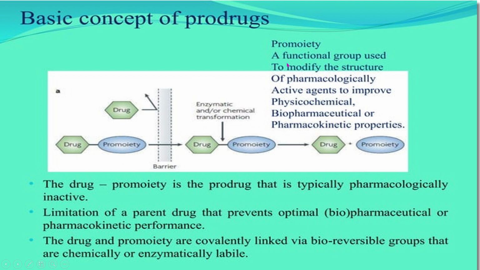What is this pro-moiety doing? Pro-moiety is nothing but a functional group which is used to modify the structure of a pharmacologically active agent to improve its physicochemical properties, biopharmaceutical properties, or sometimes pharmacokinetic properties. So this drug along with the pro-moiety complex can easily cross the barrier through changing physicochemical, biopharmaceutical or pharmacokinetic properties.